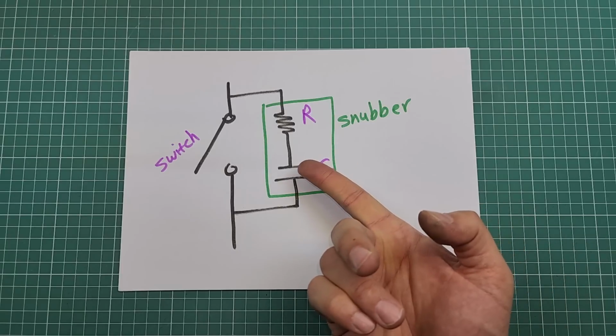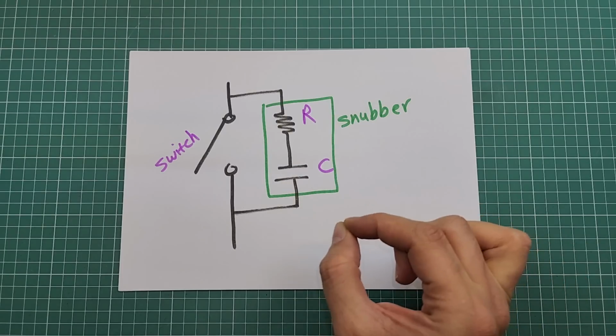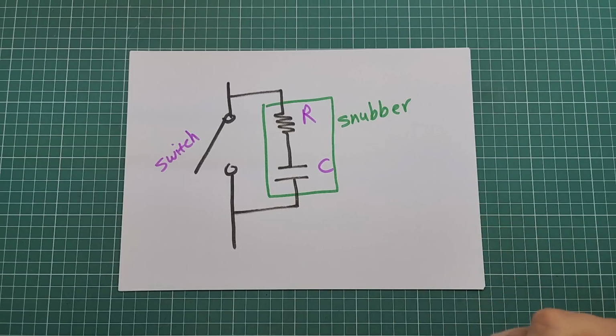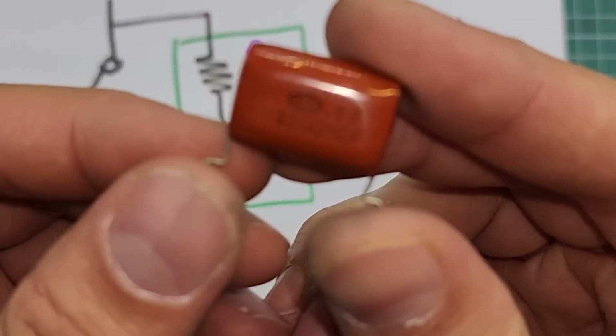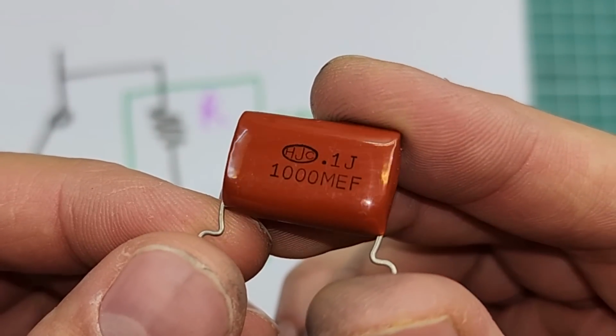Look at this snubber circuit here. This capacitor has to be able to withstand high voltages, respond to high frequency spikes, and retain its characteristics over time and at different temperatures. Plastic film capacitors are a good choice for applications like this.